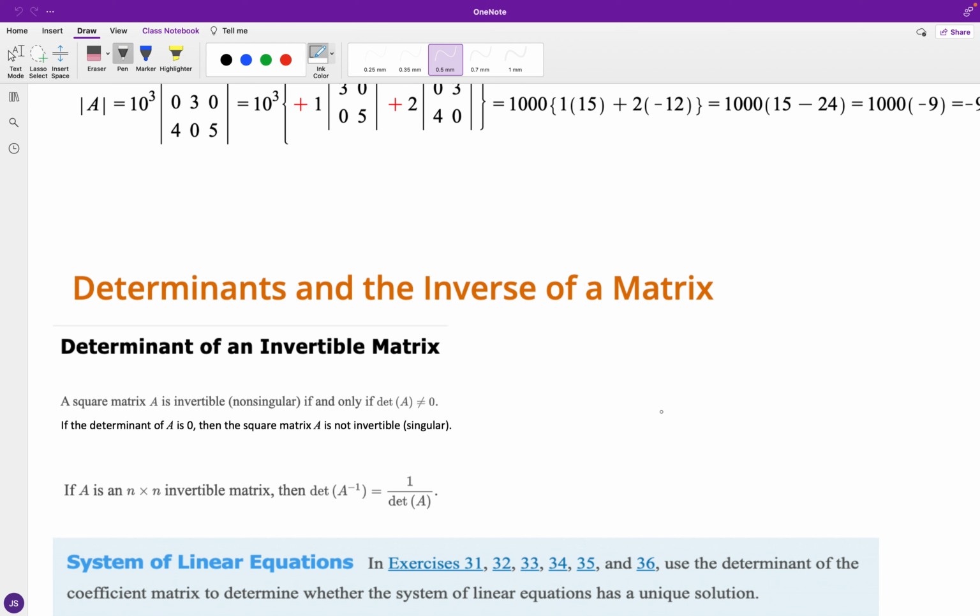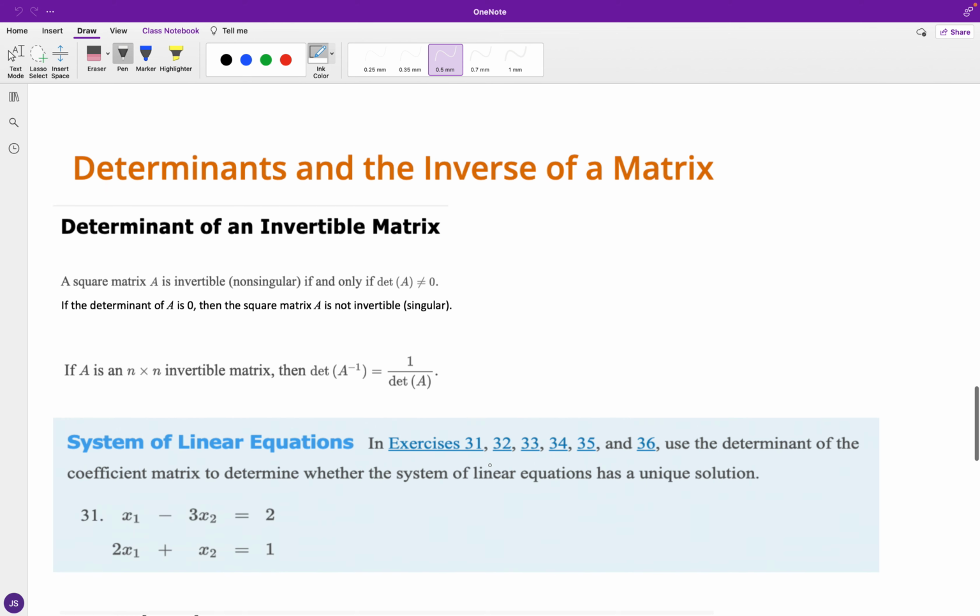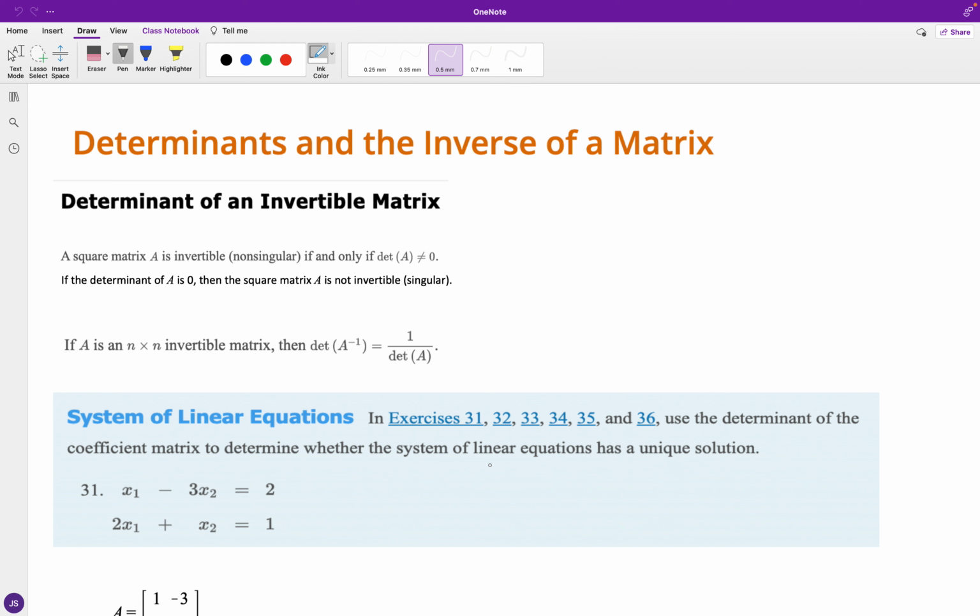Also, we have the following property or formula. If A is an n by n invertible matrix, then the determinant of the inverse of A is equal to the reciprocal of the determinant of matrix A. And now some examples for systems of linear equations.